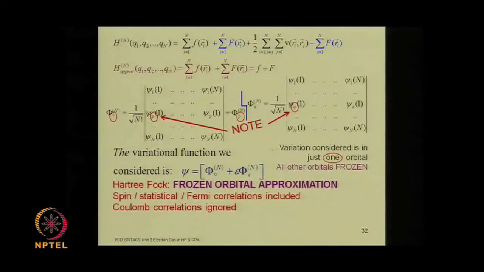Now, Fermi correlations are of course included because we are using a determinantal wave function. So, all the statistical correlations are included and all the Coulomb correlations are excluded because that is built into the frozen orbital approximation.